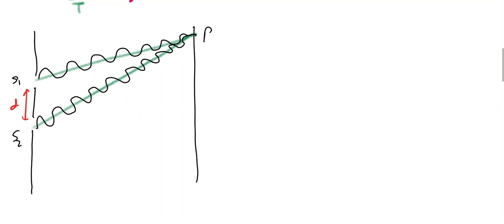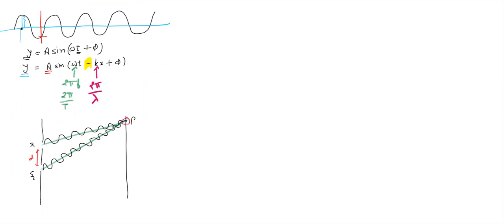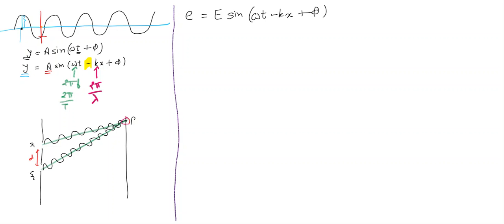So how do I know what will happen at point P? To understand that, let us first define the equations of the first and second wave. The way we have a mechanical wave, in case of a light wave also we have a similar equation, except that instead of y you have E, instead of amplitude you have capital E, sine remains sine, omega remains omega, k remains k, phi remains phi.